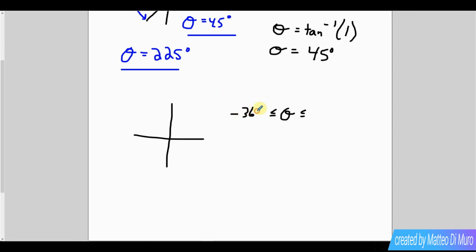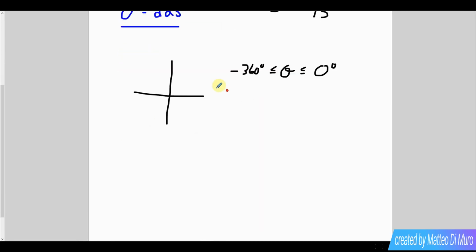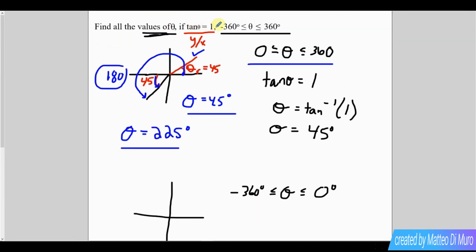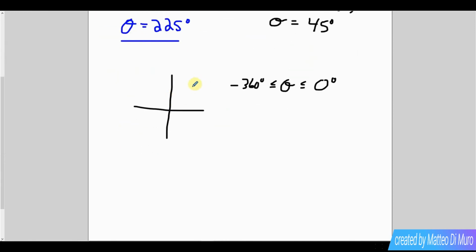So negative 360 to 0 degrees. Okay, and you're going to remember that we are going clockwise and doing this. So we're still thinking, where is tan theta positive? Where is it positive 1? And the answer is still going to be, well, in quadrant 1 and in quadrant 3. But we're thinking about this a little differently now because we're going on the negative side of things.